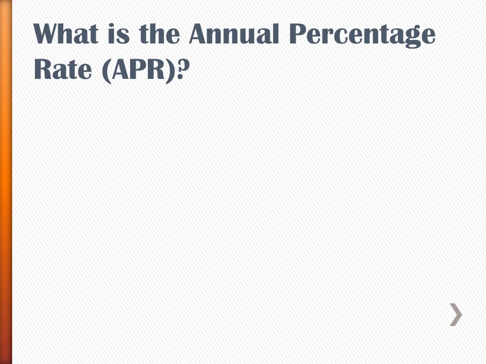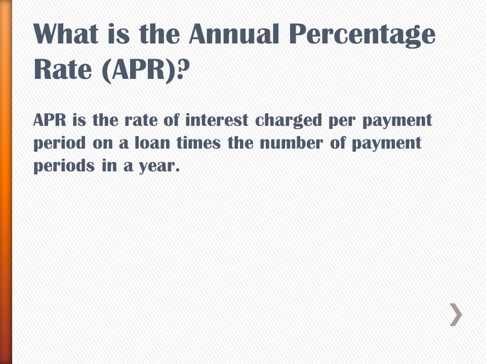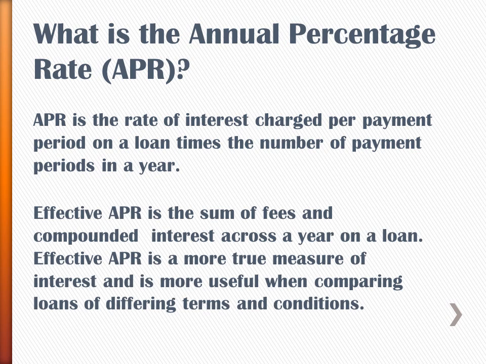What is the annual percentage rate, or APR? APR is the rate of interest charged per payment period on a loan times the number of payment periods in a year. Effective APR is the sum of fees and compounded interest across a year on a loan. Effective APR is a more true measure of interest and is more useful when comparing loans of different terms and conditions.